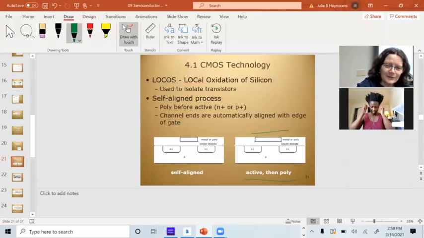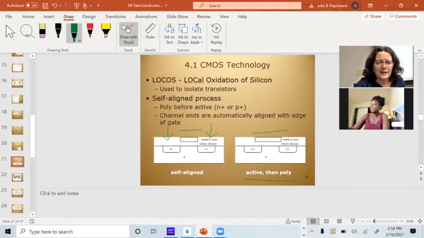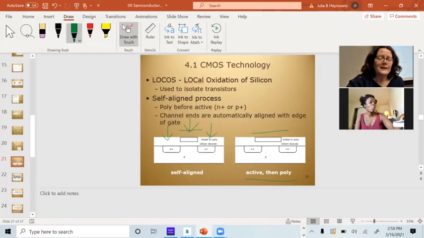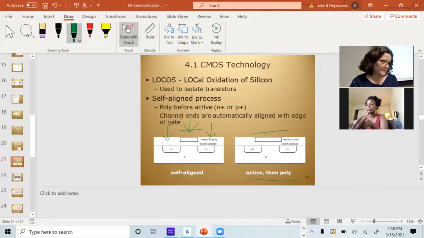If I put the gate down first, and then I put the N plus diffusions in, basically this gate blocks the N plus from getting in. So I bombard the whole thing with electrons or ions. We're doing it in a different order. If I put the gate in there first, then the gate blocks the N plus from diffusion and they line up perfectly. There's lots of little processing tricks like that going on.